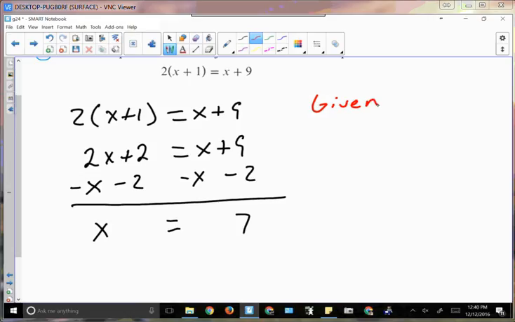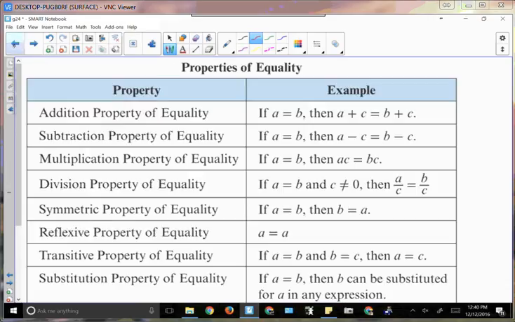We are always given the information to start with. We can't go from someplace where we don't have anything to begin. So the first thing that always gets put down for a proof is given. Now, what did I do here? How did I get to this next line? Well, let's see, do we have distributive property?